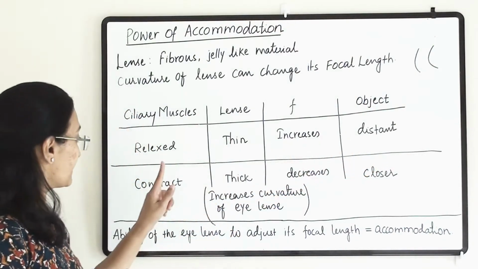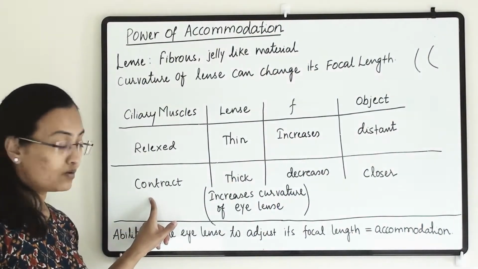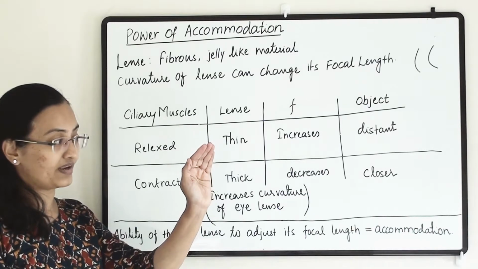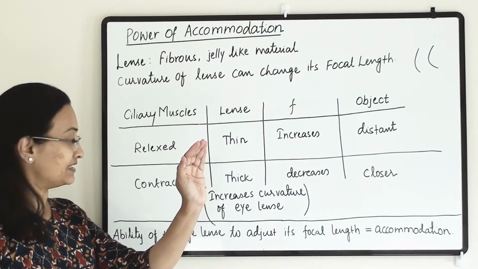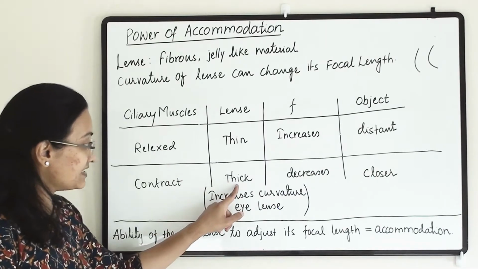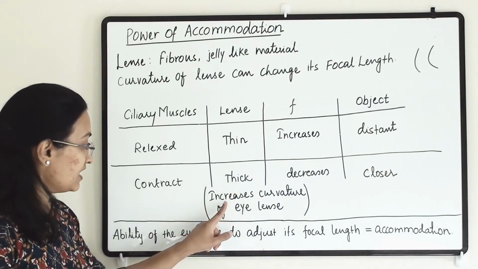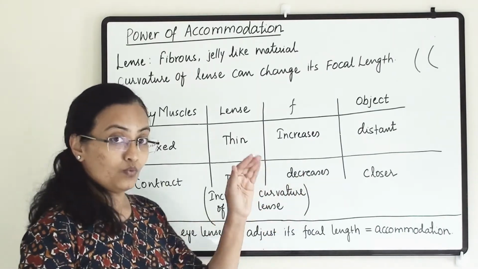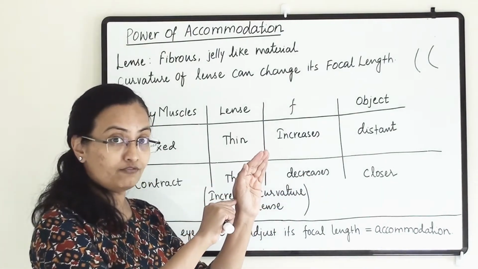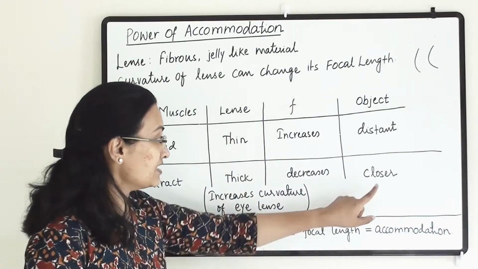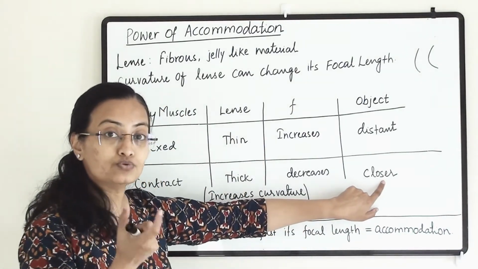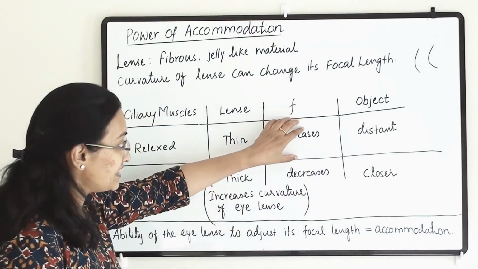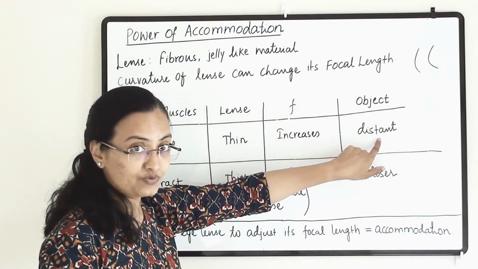clearly. When the ciliary muscle contracts, that means it is relaxed in this position, but when it contracts, the curvature of the lens will increase. And in that case, the lens will become thicker and it increases the curvature of the eye lens. But when curvature increases, the focal length will decrease, and that's why our eye will be able to see the closer object clearly. So when focal length increases, the distant object we will see clearly.